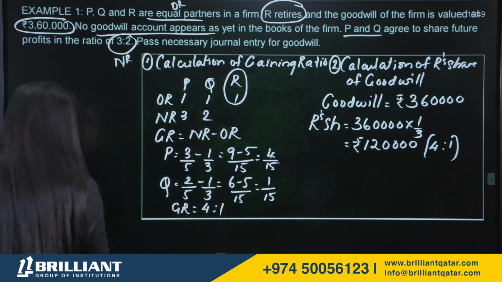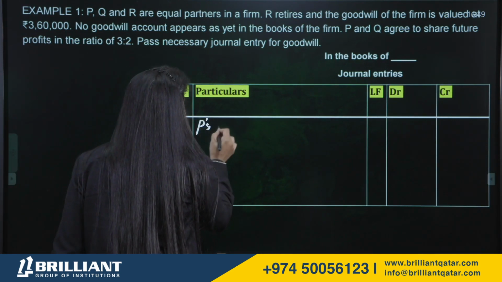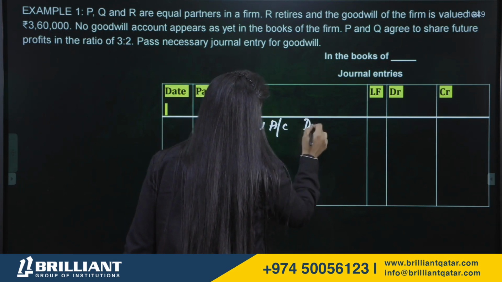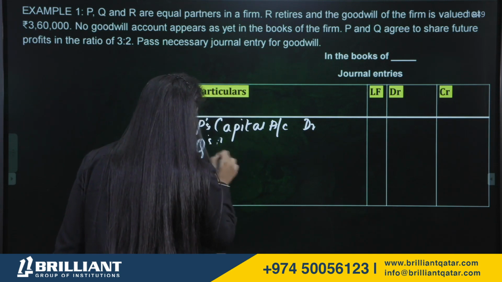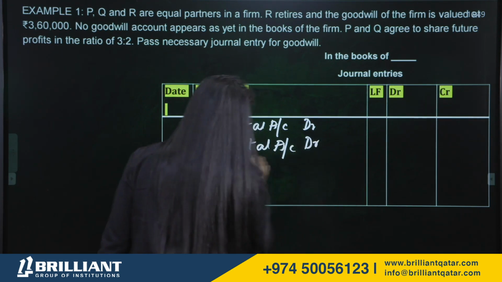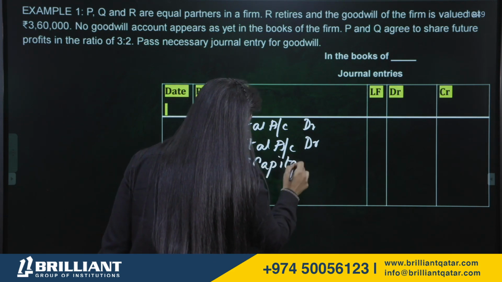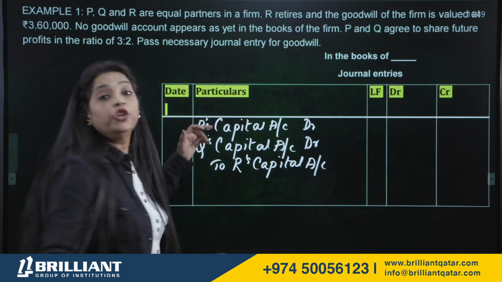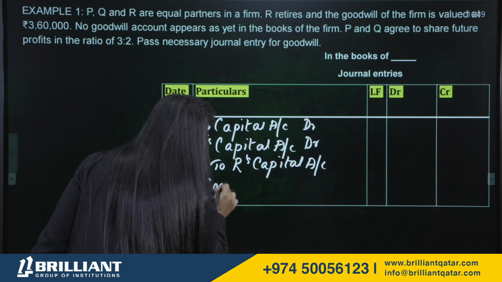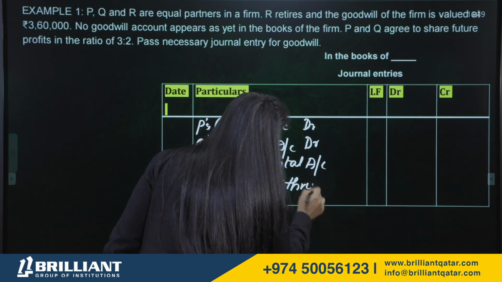So the journal entry that you have is, who are the gainers? You have P's capital account debit, Q's capital account debit, to R's capital account. P and Q are the gainers and R is the retiring partner, being goodwill adjusted to capital account.